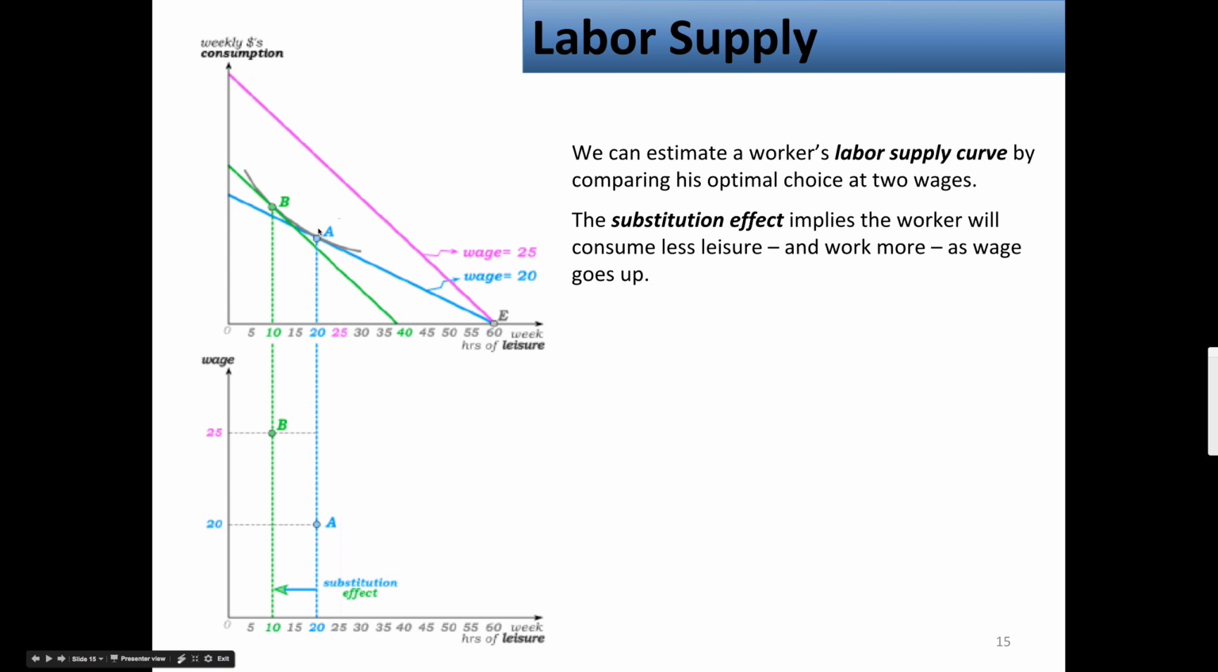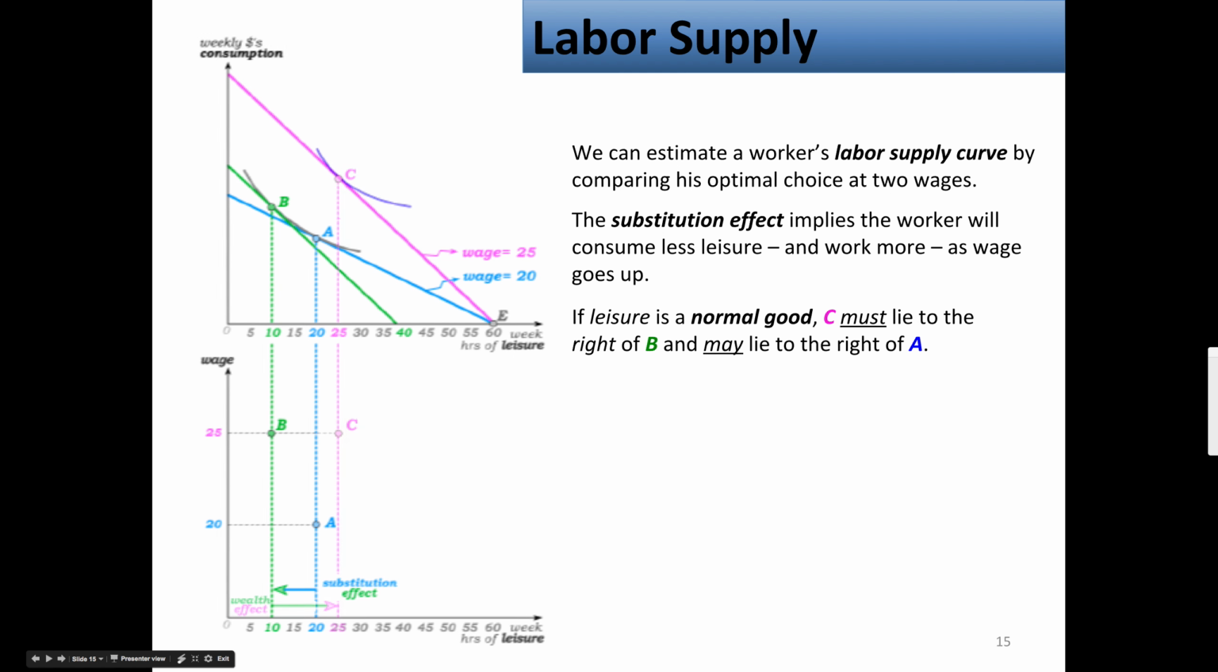Now, the substitution effect always points towards the relatively now cheaper good. Since the wage went up, it's more expensive to sit on your derriere, and therefore we're going to substitute away from leisure toward working. So if I draw this here, I have the wage, I have leisure down here, and I substitute away from A to B, from 20 hours of leisure to 10 hours of leisure when the wage goes up. That's the substitution effect. Then if leisure is a normal good, as I give him the income back, C must lie to the right of B.